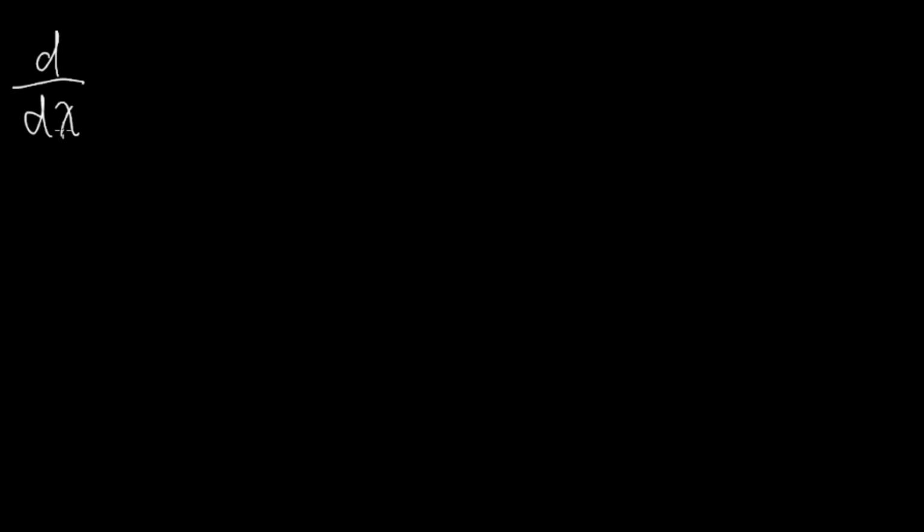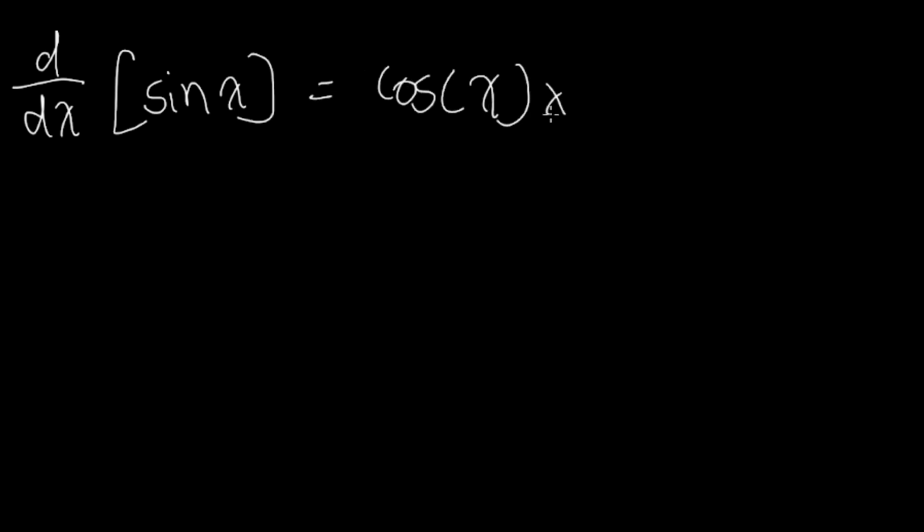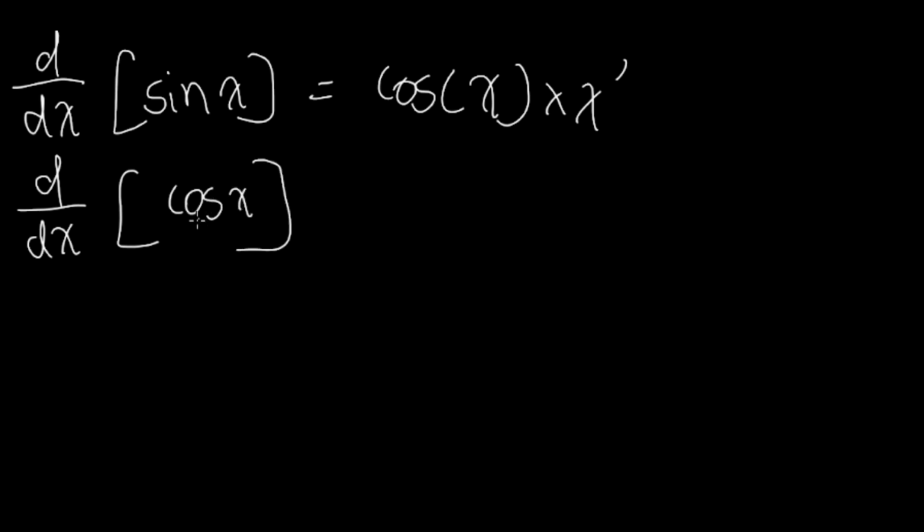So the derivative of sine of x is equivalent to cosine of x times x prime. The derivative of cosine of x, and note that anything that starts with a c is negative, is negative sine of x times x prime.